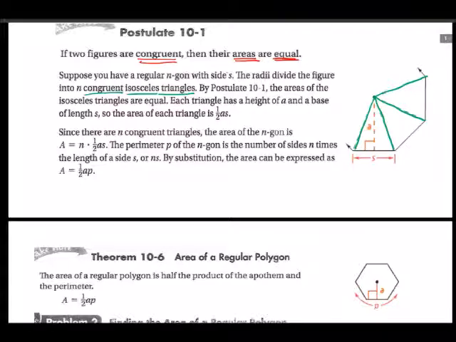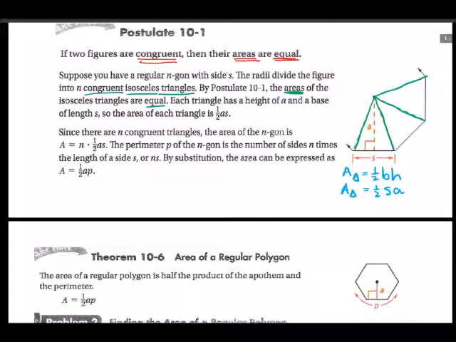So what do we know about these triangles? We know that the areas are equal. Now, do we know how to find the area of a triangle? Why, yes, we do. We know that the area of a triangle is 1/2 base times height. So for this triangle here, what's our base? Our base is S. So the area of this triangle is 1/2 times S. And what's our height? It's our apothem, A. So we now have the area of one triangle.